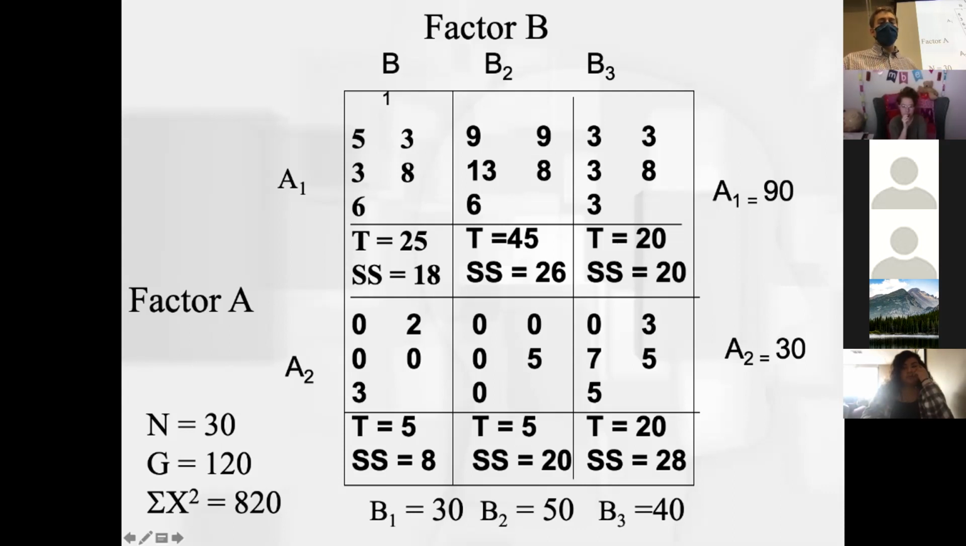So for each one of these 6 main data cells, we can calculate a T value and the sum of squares for each one of these cells. To get the sum of squares, we're just using that same sum of squares equation we've always used, which is what?